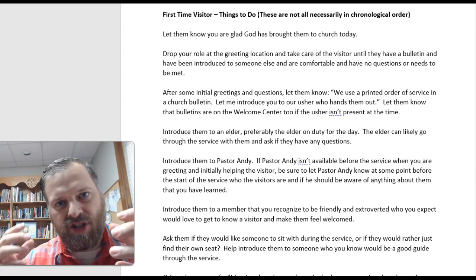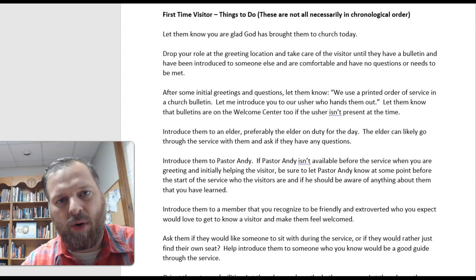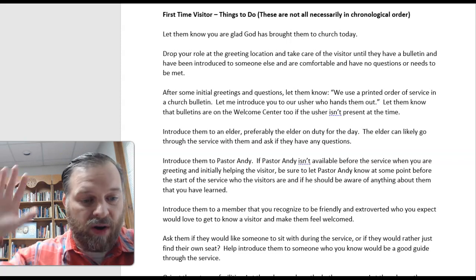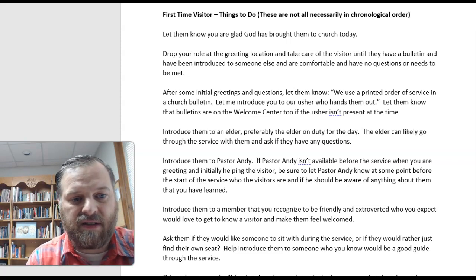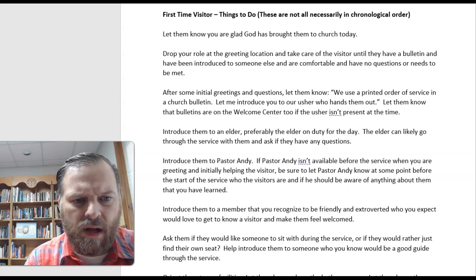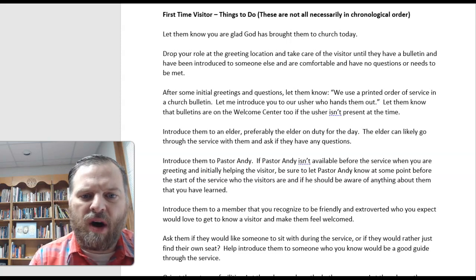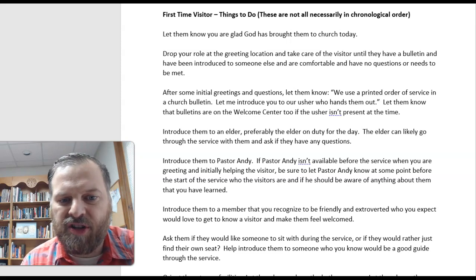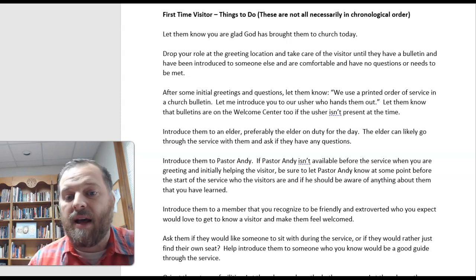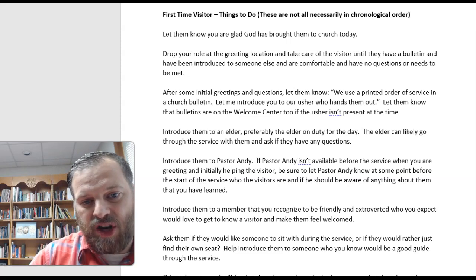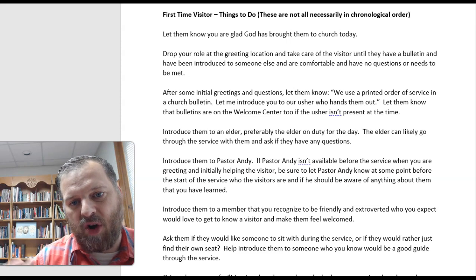For us at our church, getting a bulletin is very important. It shows pretty much everything we're doing in the service, what we're saying. We don't have screens to project lyrics and things like that. So it's very, very key. After some initial greetings and questions, let them know we use a printed order of service in a church bulletin. Let me introduce you to our usher who hands them out. Maybe they can meet an elder, meet an usher. They already start to know people and begin to feel acquainted.